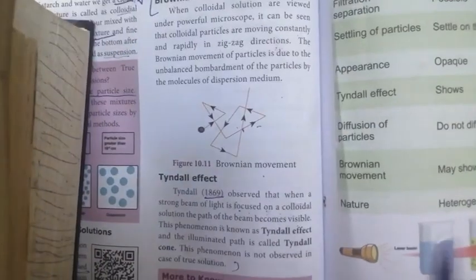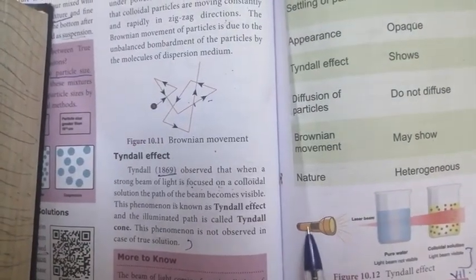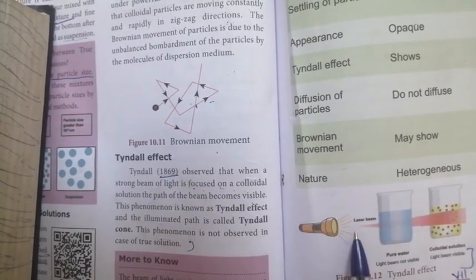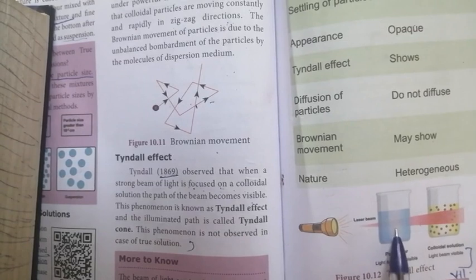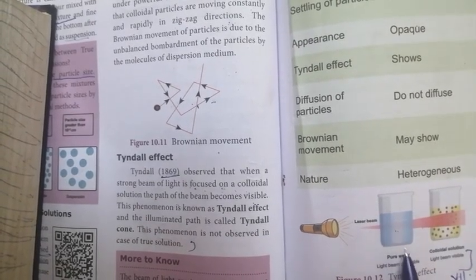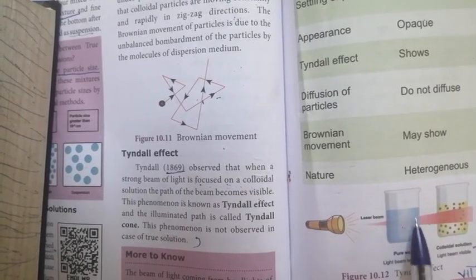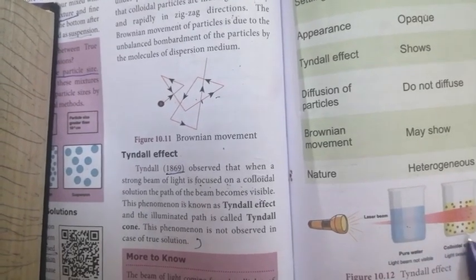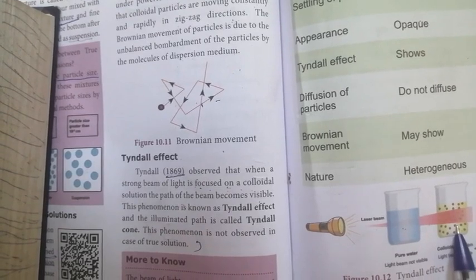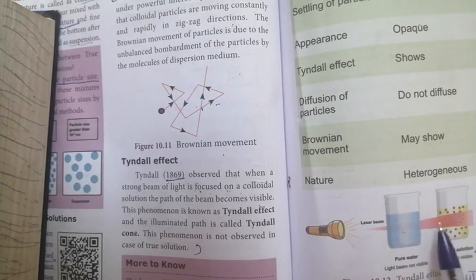See, one picture is given in your book. When a strong beam of light is focused on a colloidal solution, this is pure water, this is colloidal solution. In the pure water we cannot see the particles because the particles are completely dissolved. But in the colloidal solution we can see the particles. Here the path of the beam becomes visible, we can see the beam.